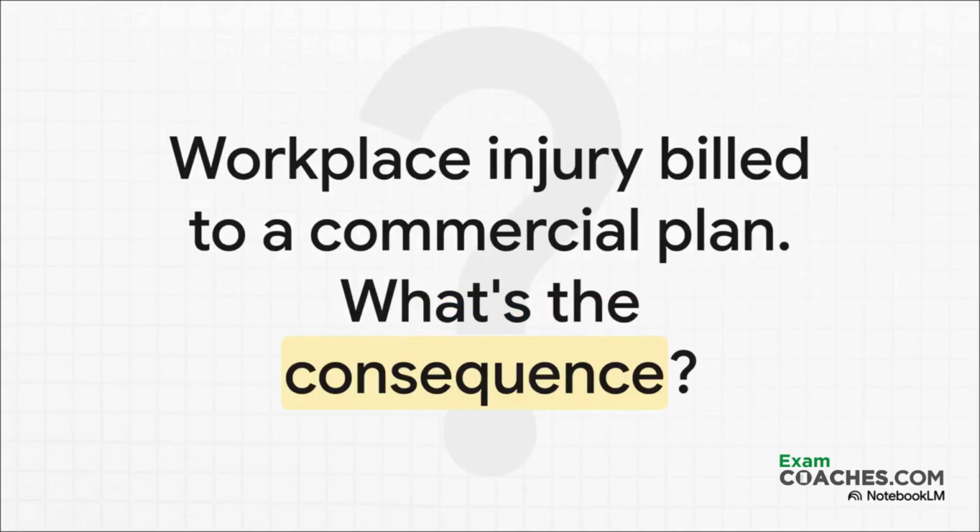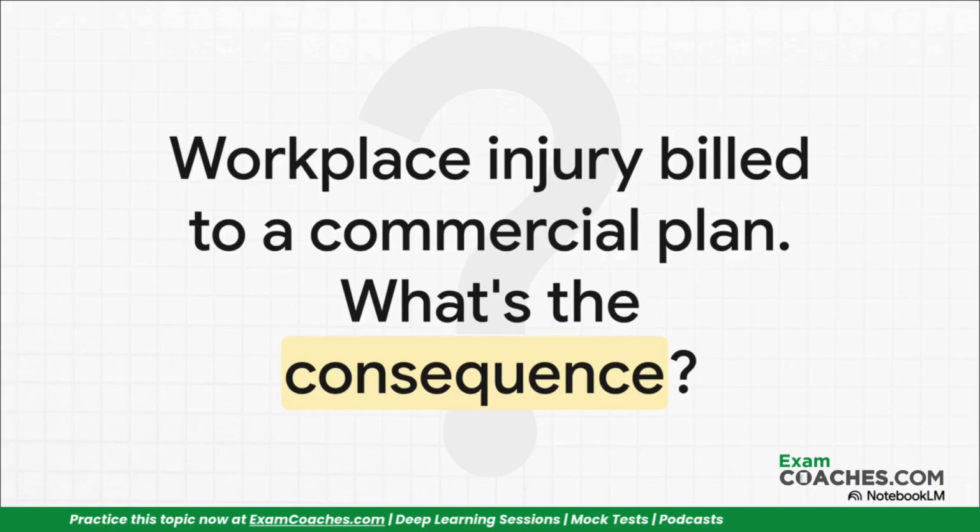So let's say it happens. Someone gets hurt at work and the claim accidentally goes to their personal insurance plan. What's the immediate result? Denial. Instant denial. Why? Because the cause of that injury points the finger of financial responsibility directly at the employer's workers' comp insurance. This is a question of liability, not coverage. And to fix that kind of mistake, you have to follow a totally separate and very specific set of steps.